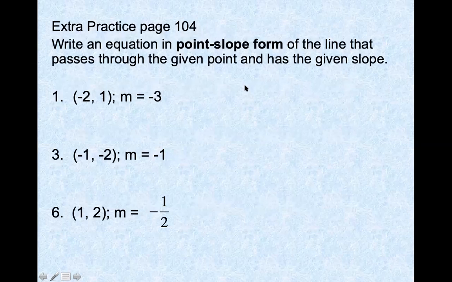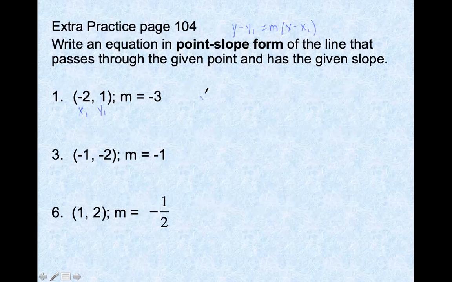All right, we're going to go to page 104 for some extra practice. It says write an equation in point slope form of the line that passes through the given point and has the given slope. So again, the form that we are using is y minus y1 equals m times x minus x1. They're giving us the slope and a point, and every time they give us this point, this is our x1, y1.